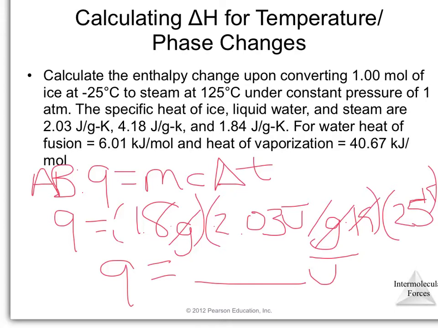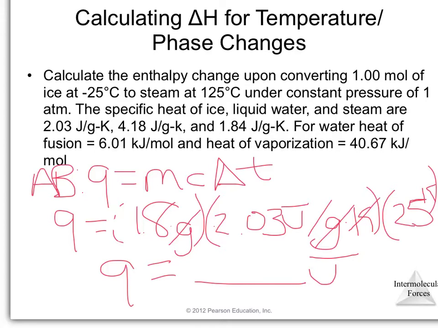Now, you're going to do the exact same thing for segment C through D and then segment E through F. But I'm going to use a different C value for specific heat for water and steam, and I'm also going to use a different change in temperature. So I think you can do those. But let's do an example of what we would do for a phase change.